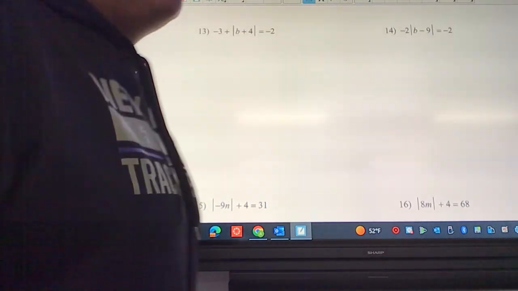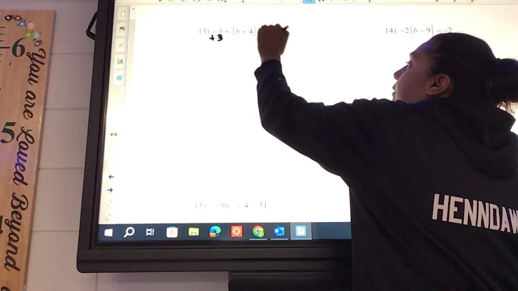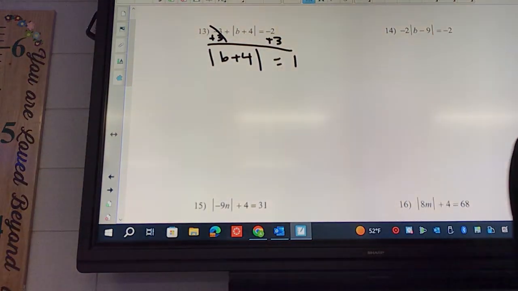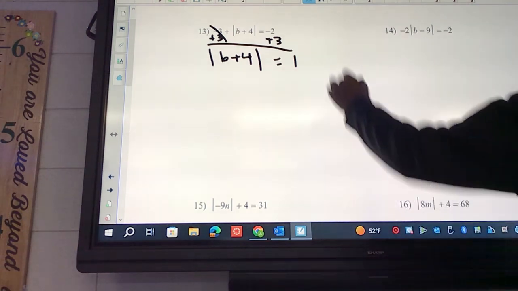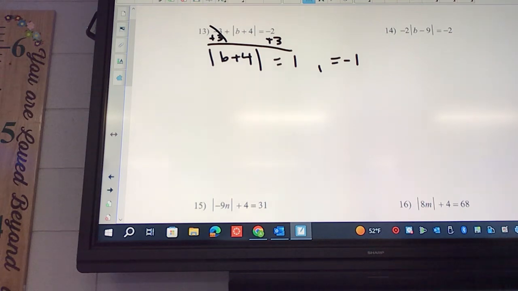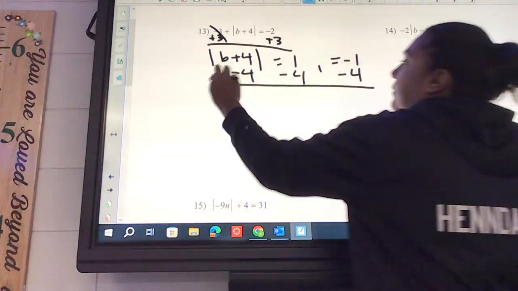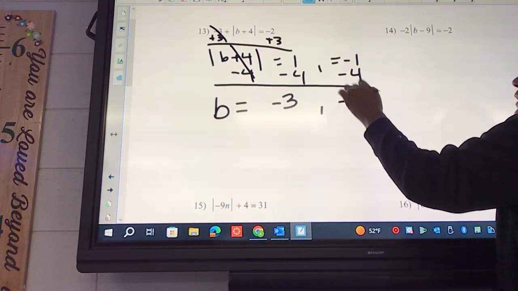Okay, 13. Is there stuff outside the bars? Yes, so we need to move that first. So we're going to say +3, +3. So I got b plus 4 equals 1. Now, is there stuff outside the bars? No, so we're going to say comma and a -1. And now what needs done? I need to get everything away from the b. Subtract 4. Okay, so I got b equals 1 minus 4 is -3. -1 minus 4 is -5.